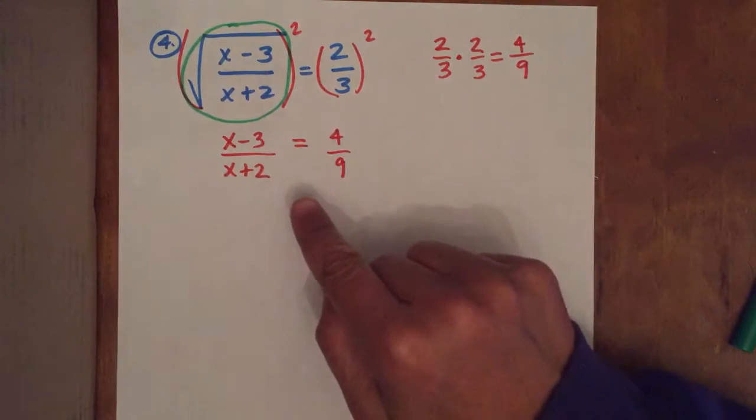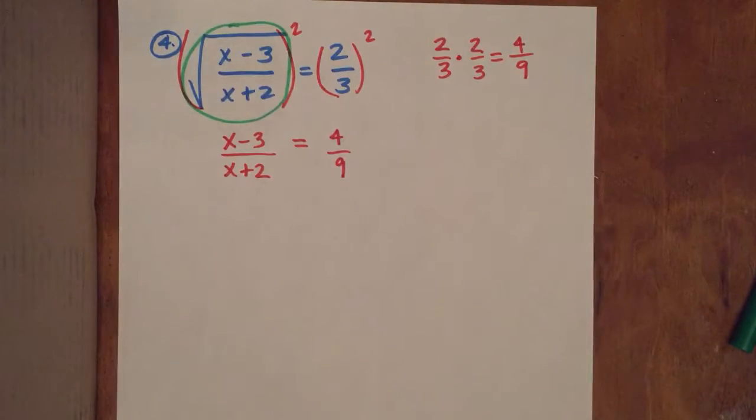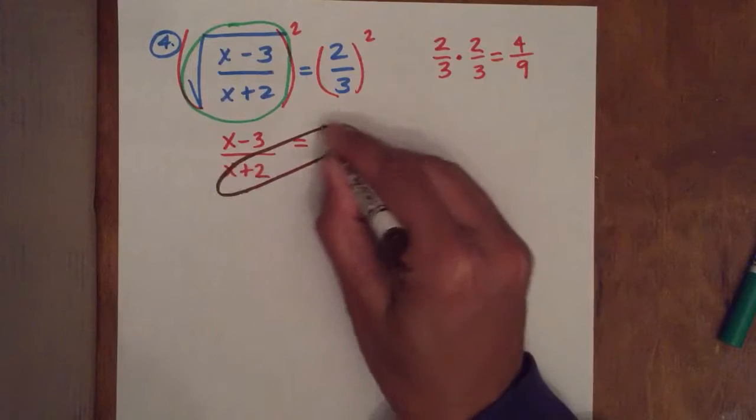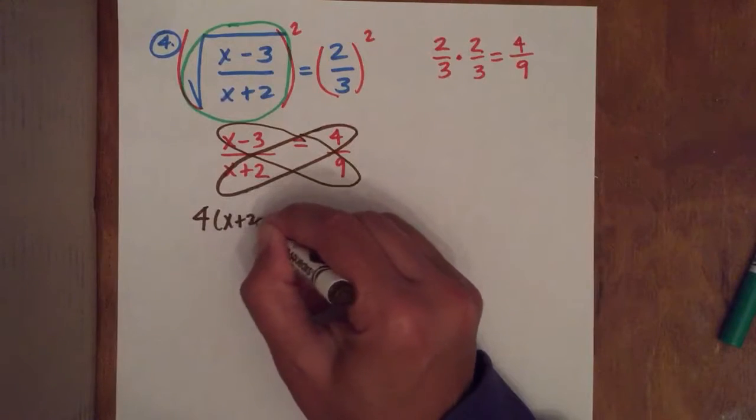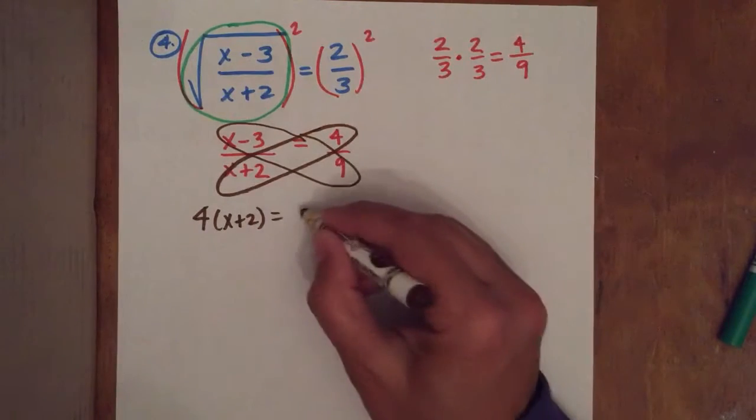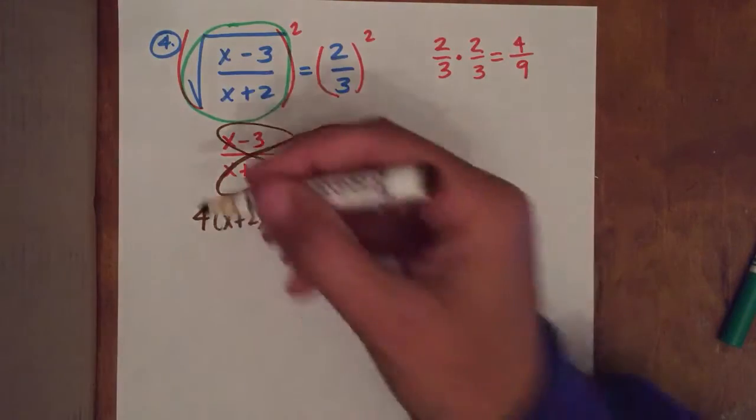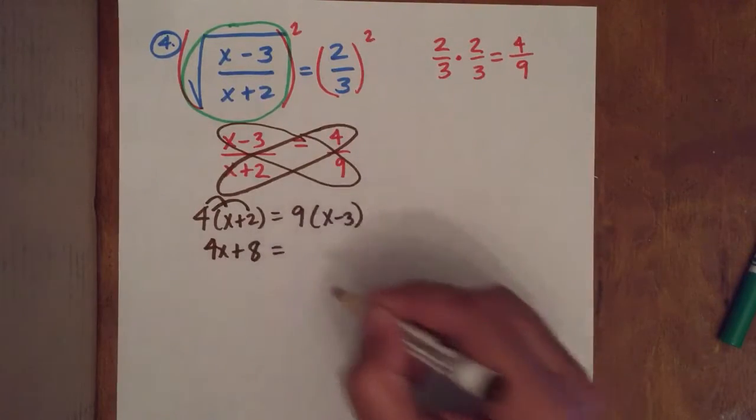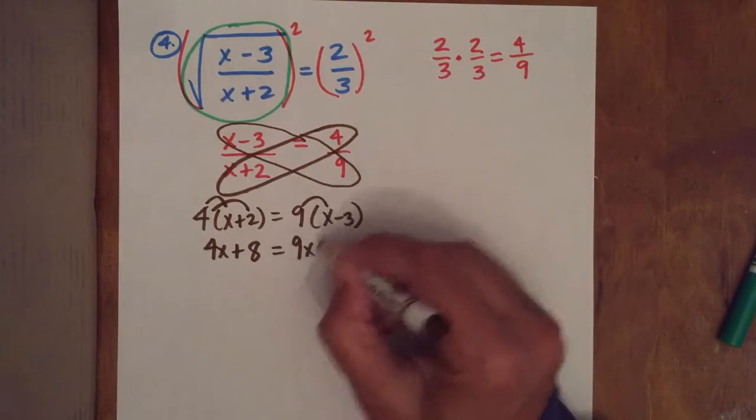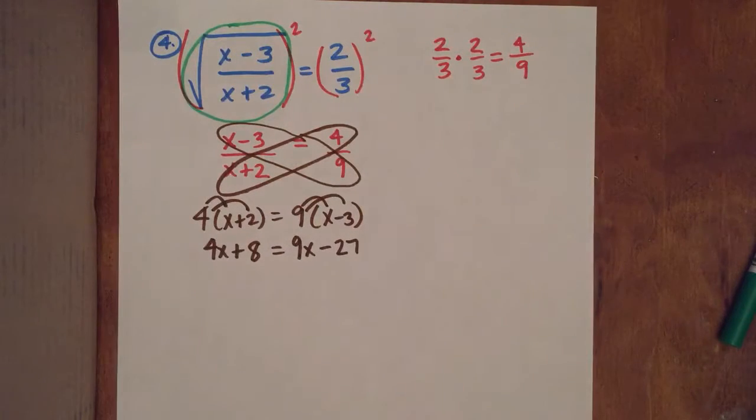Whenever you have what we call a proportion, that's two equal ratios, two equal fractions, we solve that by cross multiplying. So what I'm going to do is I'm going to actually cross multiply. So I'm going to have 4 times x plus 2 on this side, and I'm going to have 9 times x minus 3 on this side. Then I'm going to distribute. So I've got 4x plus 4 times 2, which is 8. On this side, I have 9x, 9 times x, 9 times negative 3, which is 27. And I'm ready to solve.